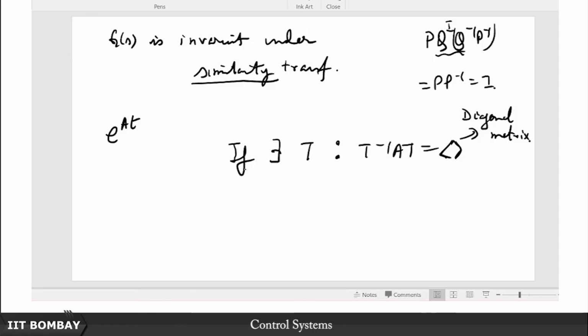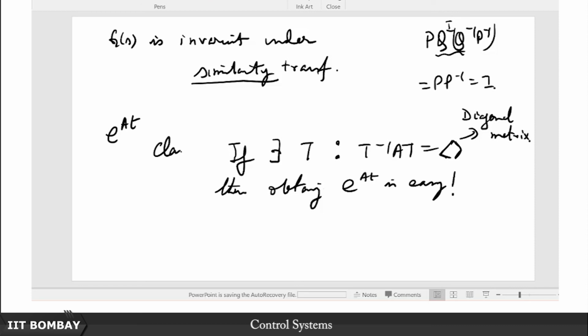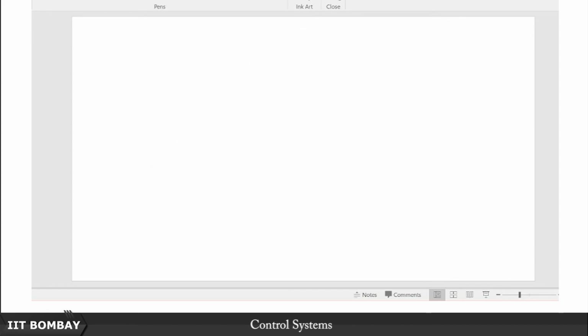So okay, let me complete this sentence. If there exists T, then obtaining e to the At is easy. This is my claim, and this is my motivation. This clearly is a similarity transformation. So if there exists a similarity transformation that diagonalizes the original given matrix A, then it turns out that e to the At can also be evaluated with relative ease. That is my claim. So how do I establish this claim?